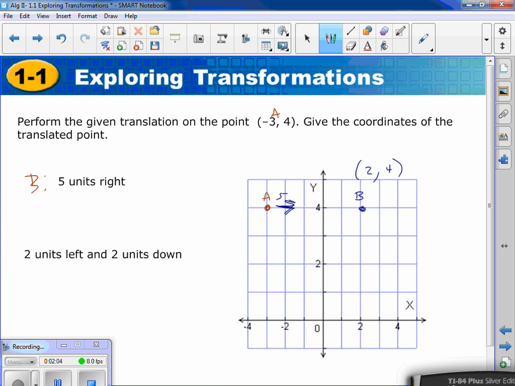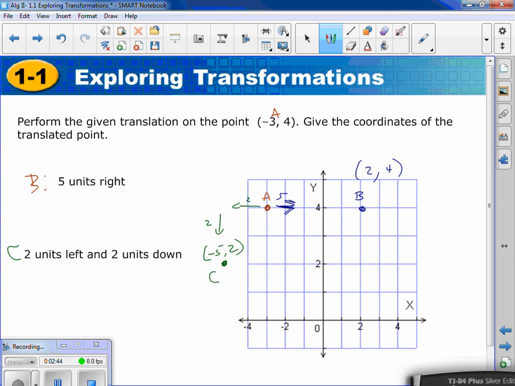How about if I took point A and I'm going to make point C? 2 units to the left and 2 units down. So I'm going to move to the left 2, and I'm going to go down 2. It's telling you we're doing the translation from this point. So from the point -3, 4, I'm going to move to the left 2, 1, 2, and down 2. So I'm right here. What is it? -5, 2.